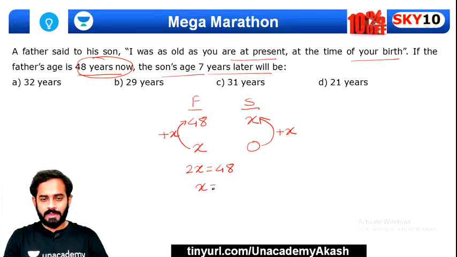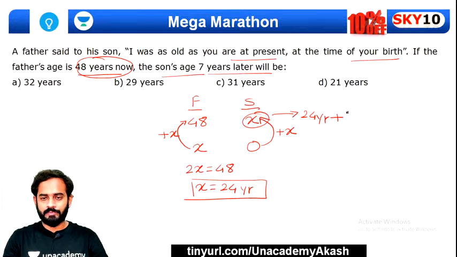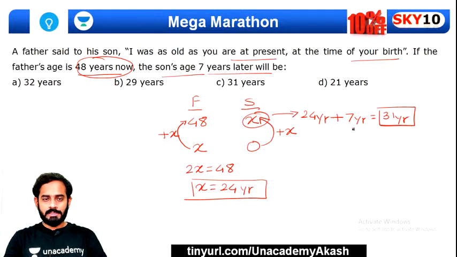Then the value of x comes out to be 24 years. So the current age of son is x itself, that is 24 years, right? 24 years plus 7 years you will get the value as 31 years. Very simple. I hope there is no doubt, guys.